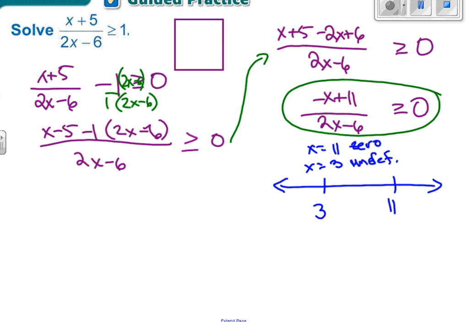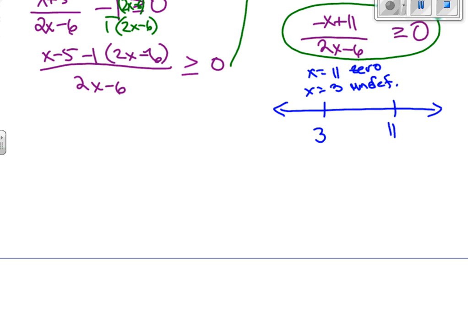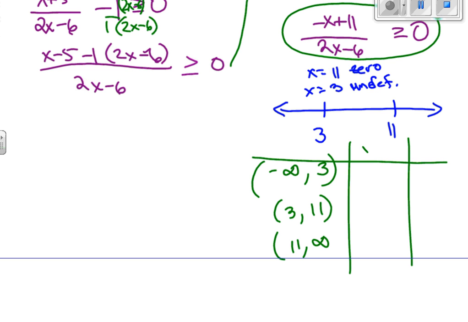And so then our interval table is going to go from -infinity to 3, and from 3 to 11, and from 11 to infinity. When we try some x and y values, and you guys tried that, so what is that first interval, positive or negative? Negative, the next one? Positive, and the last one? Negative. So I'll let you kind of fill that in if you weren't sure.